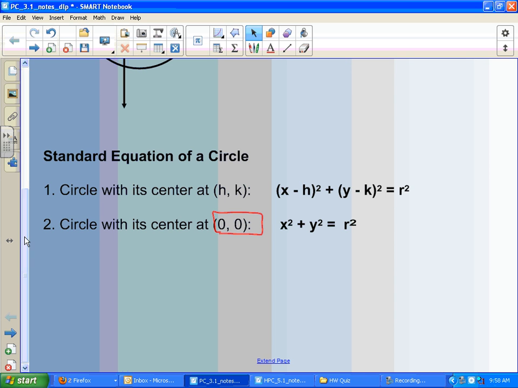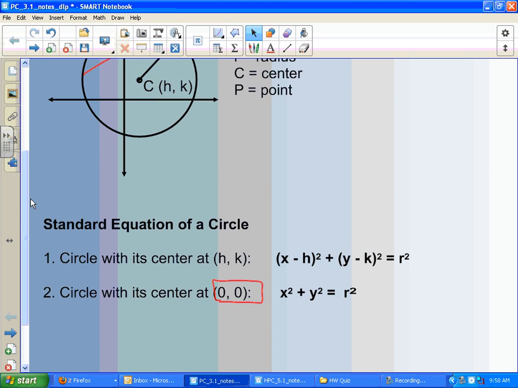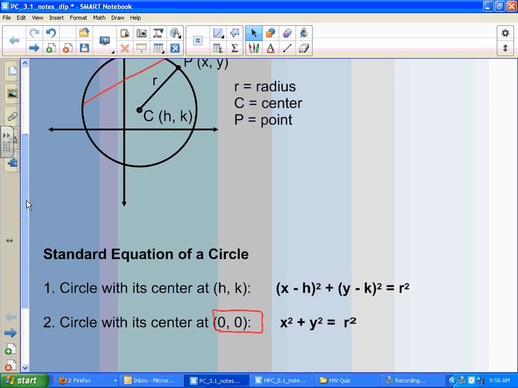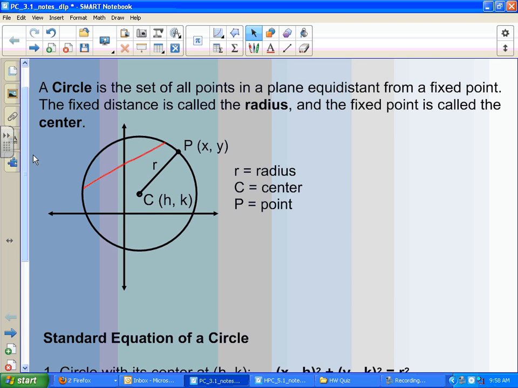So we got our circle, and the center of our circle can be at any location along our Cartesian plane. But when it's at the origin of an xy axis, I shouldn't say the center, our equation is simplified. It doesn't have any left or right movement or up or down movement.